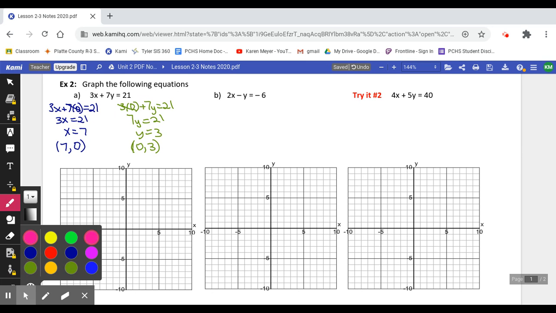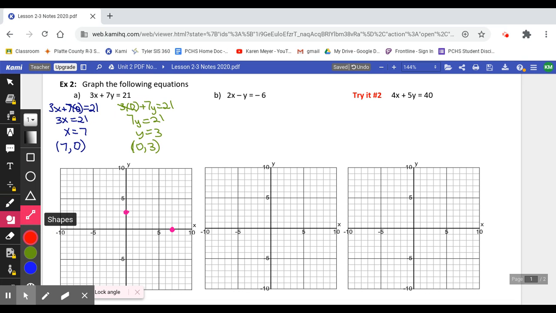Now, to graph this, okay, you're going to go on to the x-axis at positive 7 and put a dot. Then on our y-axis, we're going to go to positive 3 and put a dot. And then all you have to do is draw a line between them.